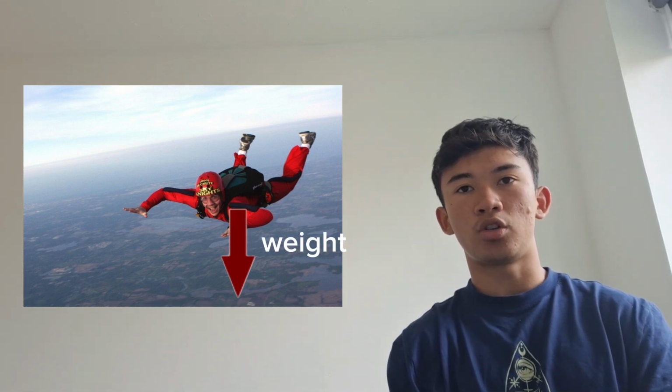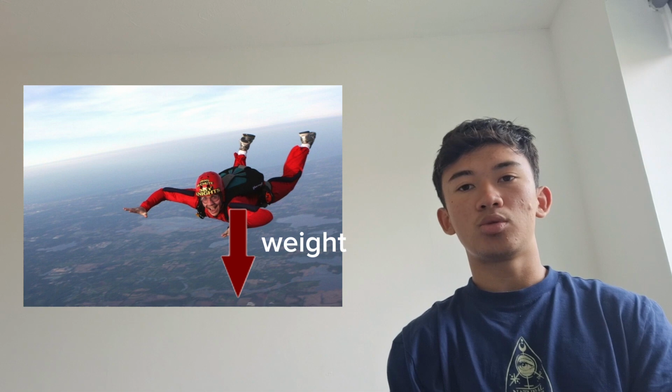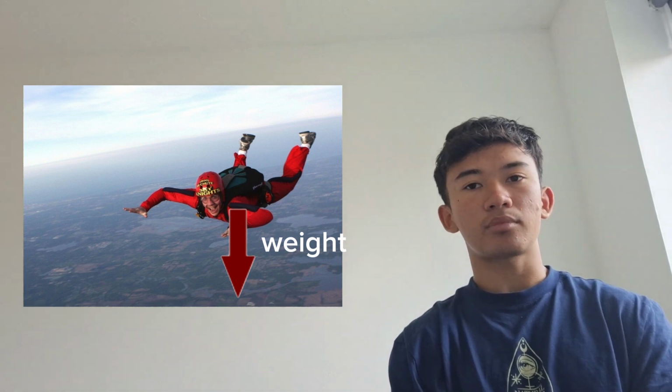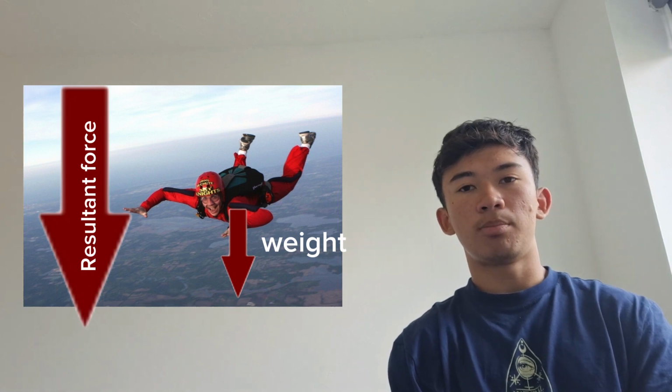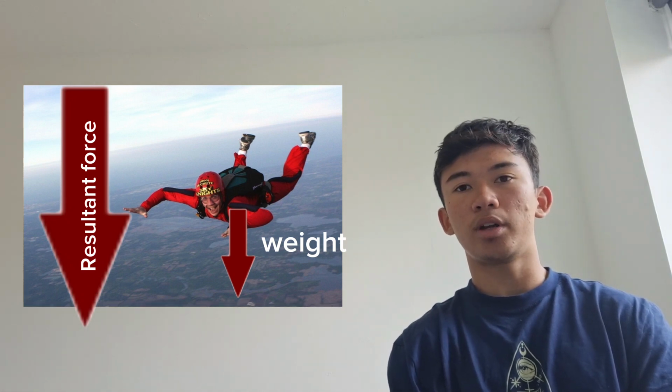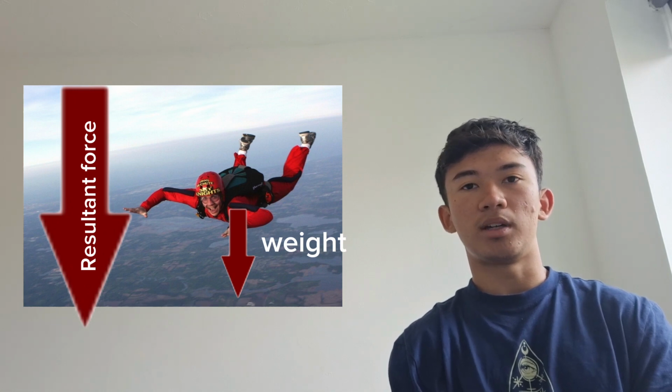I'll be explaining the theory behind freefall. And so when a person initially jumps out of the plane, they have a force of weight acting towards the ground, and there'll be little to no drag initially. This causes a large resultant force acting downwards, in which the person will begin to accelerate at 9.81 meters per second squared, and their velocity will begin to increase.